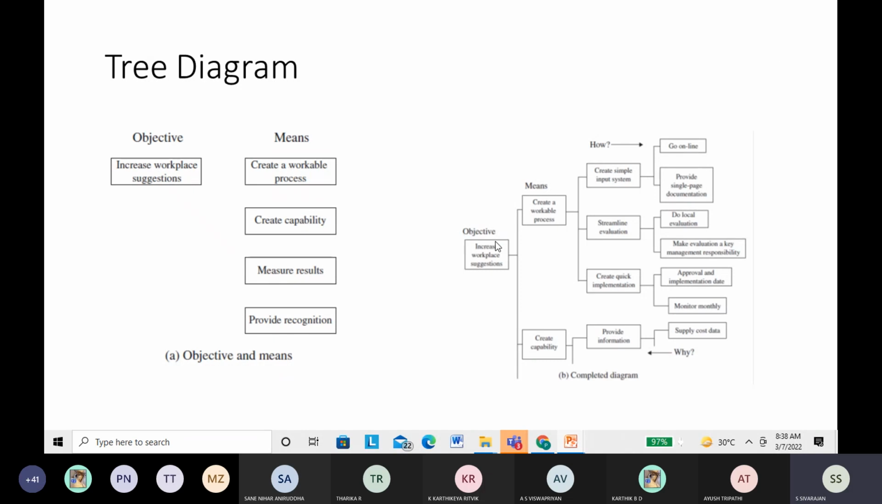Basically, for the objective, don't stop with just the means. Keep on trying to improve. Finally, we decided to create a workable process, so you have to go on and make it a single page document. Like that, you make a tree diagram, so that the entire objective is understood properly and quality control can be done. That is called a tree diagram. And one more PPT is there.